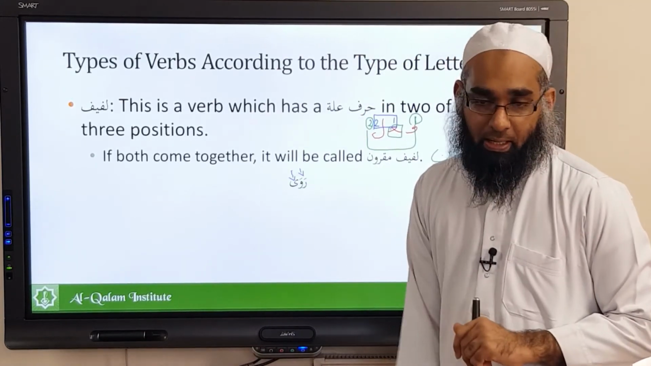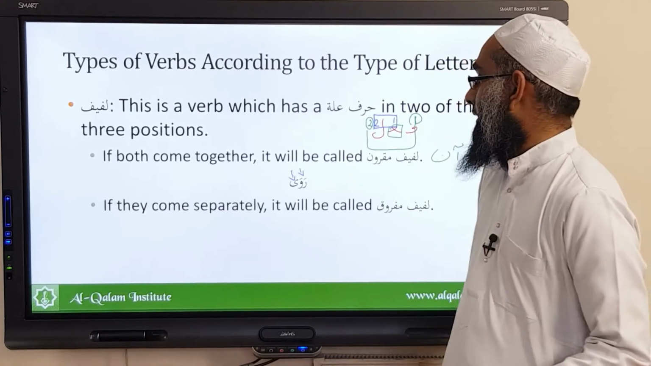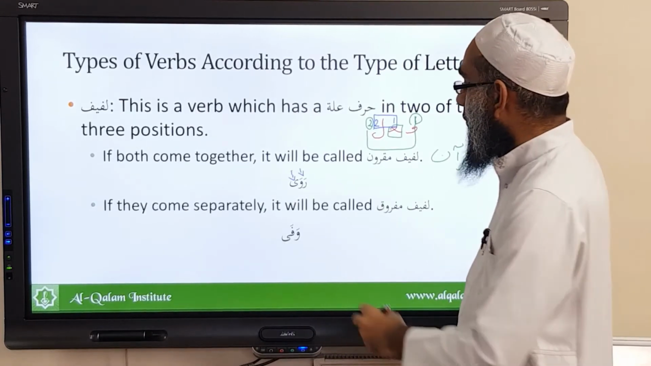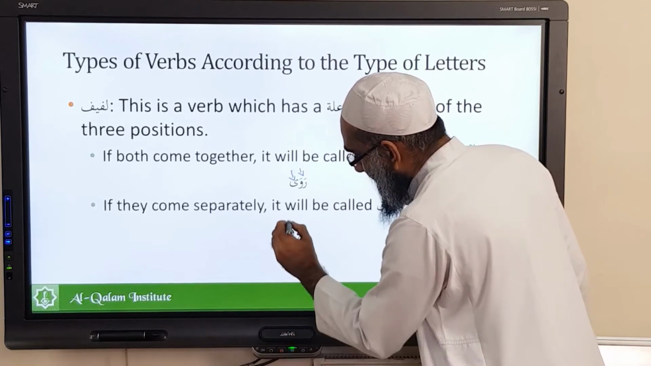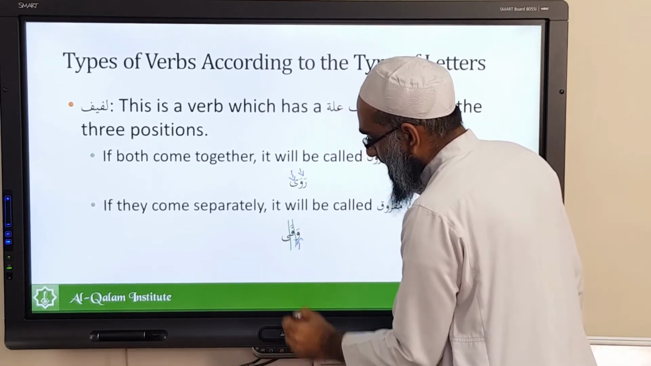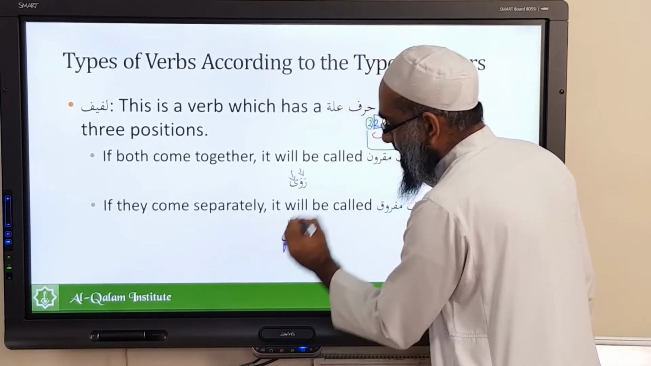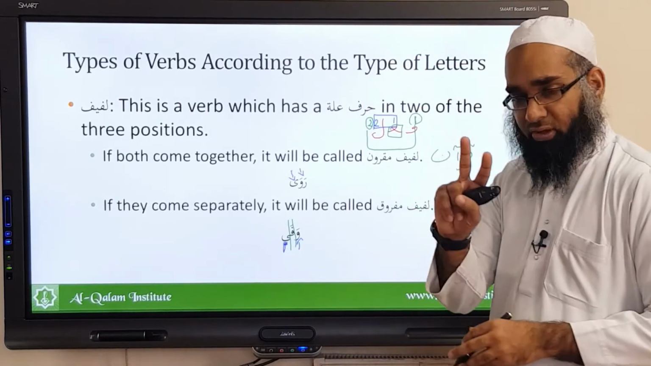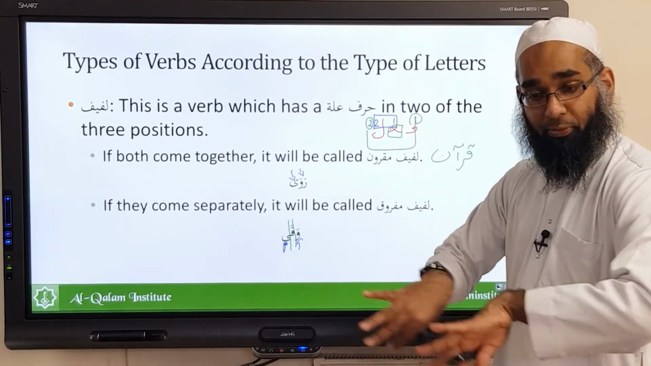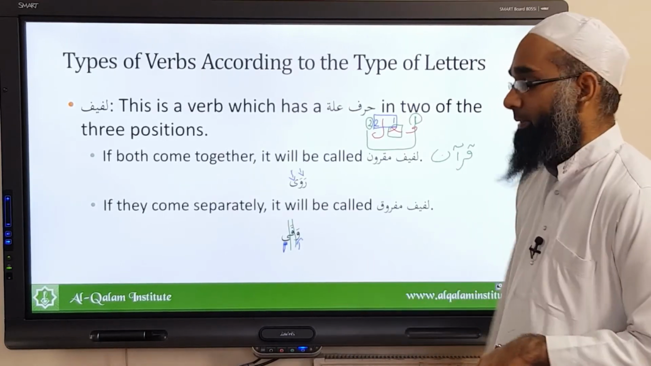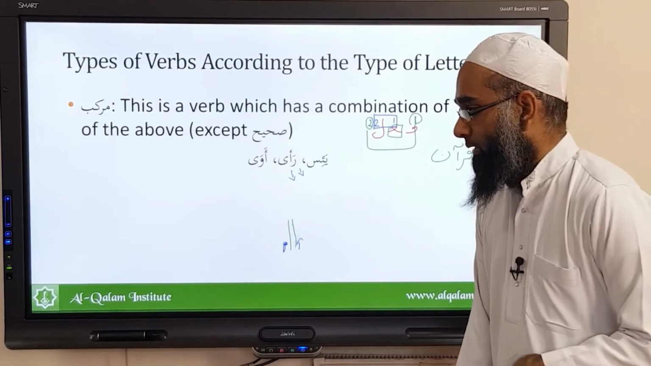What kind of lafif is it? Lafifun maqroon. If they come separately, you call it what? Mafruq. Why? Because you have the waw here, the fa is coming in between, breaking them up. And then the ya comes again at the end. So it's called lafif because it has two harf illa, but they're broken up in between by the fa, and it's called mafruq. Farq, different, is separated. You following?